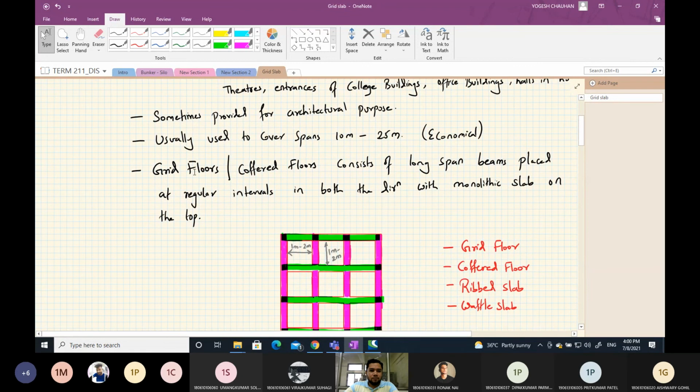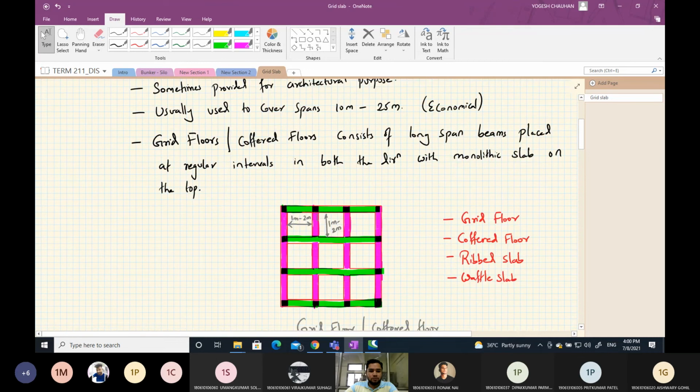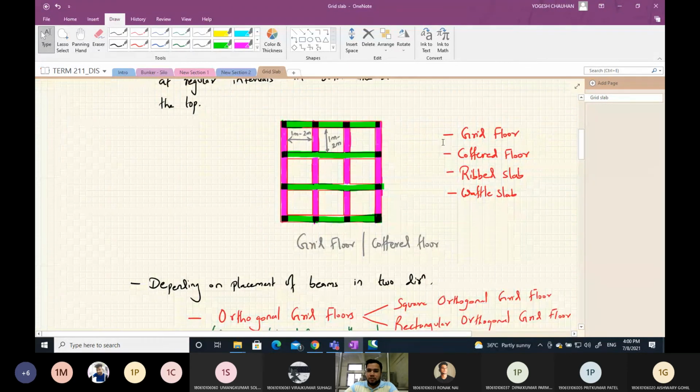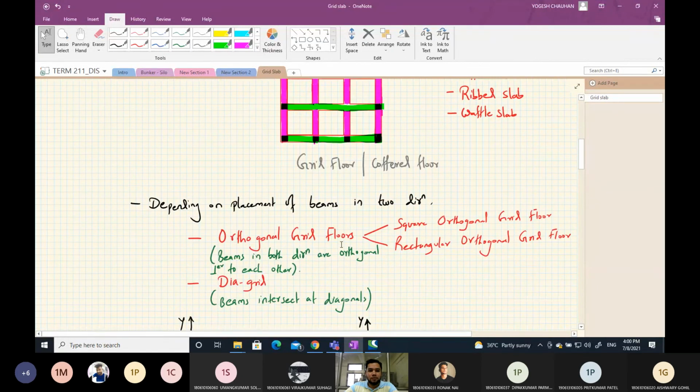Basically, these grid floors consist of long span beams which are placed at regular intervals in both the directions with monolithic slabs on top of them. So we have beams in both the directions, spaced at a regular interval, meaning this spacing will be constant, and they have a slab on top of it. They are also referred to as coffer floors, ribbed slabs, waffle slabs. These are the different terms used for these grid floors.